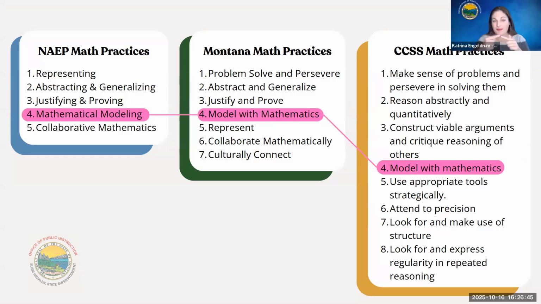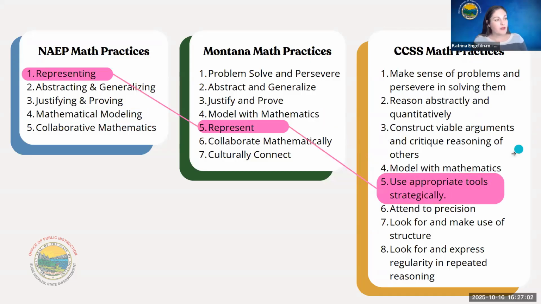Modeling with mathematics, most of you pointed out that, hey, that's pretty much equivalent as far as heading goes across. When you get into the nuances of language, I will point out that there are distinctions between these three frameworks. So if you're really into analyzing those distinctions, you may want to double check them. Representing crosswalked well from NAEP to the Montana practices, and then is an adaptation of this appropriate tools piece from Common Core.